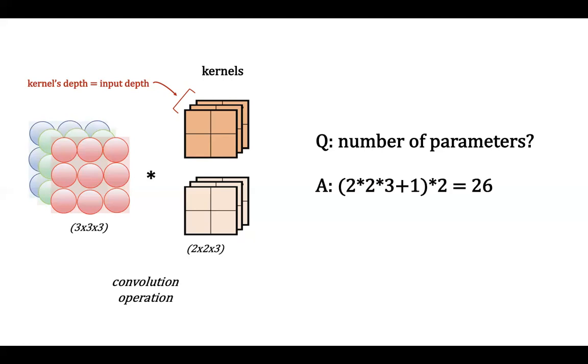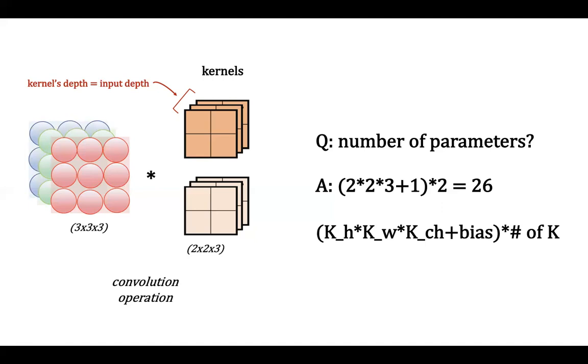So the answer is 26. And how do we calculate it? So first we take the dimensions of the kernel: height, kernel width, and current number of channels in the kernel, and we multiply them. And then we also add the bias term. And this is going to be the number of parameters per one kernel. And then we have to multiply by the number of kernels that we have. In this case, we have 2 kernels, so we multiply by 2.